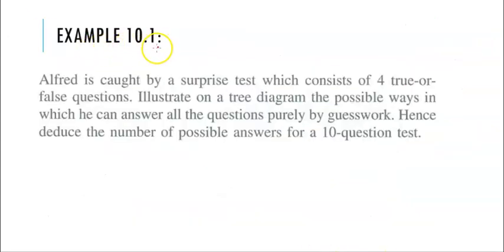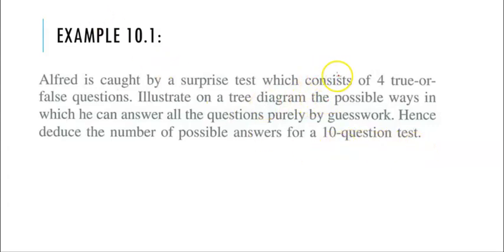Okay, let's do an example here. It says, Alfred is caught by a surprise test, which consists of 4 true or false questions. Illustrate on a tree diagram, or path diagram, you could probably call it if you look at the previous example, the possible ways in which he can answer all the questions purely by guesswork, hence deduce the number of possible answers for a 10-question test.